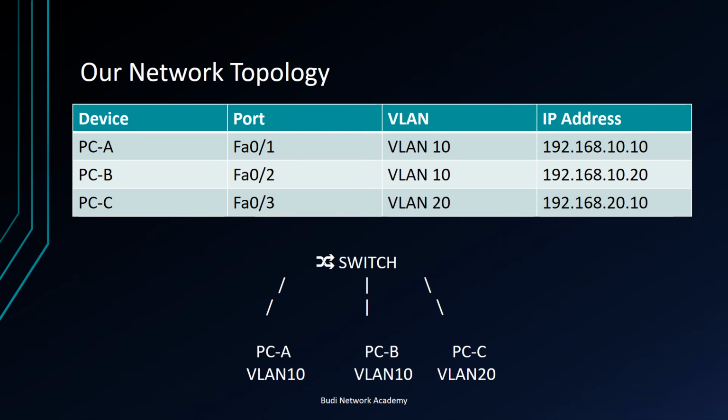PCA will use 192.168.10.10. PCB will use 192.168.10.20. And PCC will use 192.168.20.10. Notice that the devices in VLAN 10 use the 192.168.10.0 network, while the device in VLAN 20 uses the 192.168.20.0 network. Now, let's start configuring the switch.